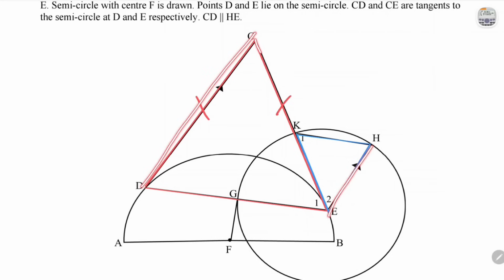So we have alternate angles. So it means that this angle, angle C, is actually equal to angle E2. So we've got two angles in both triangles being equal first. So now that we know that these two angles are equal, here's another thing.